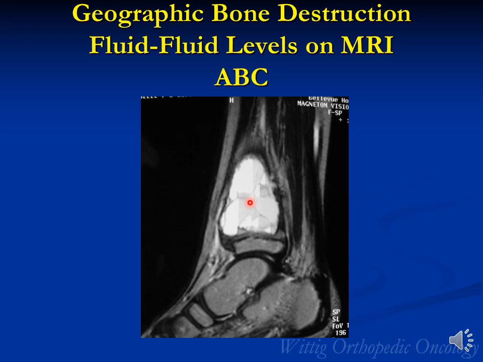If you weren't able to see the geographic nature of the tumor on the X-rays, an MRI can be useful, where you can see a narrow zone of transition between the tumor and the adjacent normal bone.